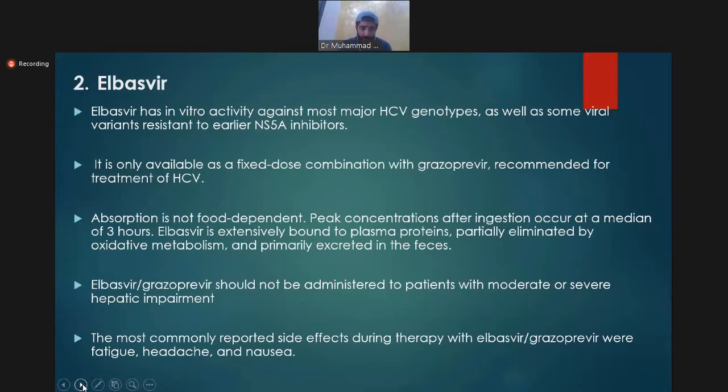This Elbasvir and Grazoprevir combination should not be administered to patients with moderate or severe hepatic impairment, because the metabolism is hepatic. The most common reported side effects during therapy with Elbasvir and Grazoprevir combination were fatigue, headache, and nausea.